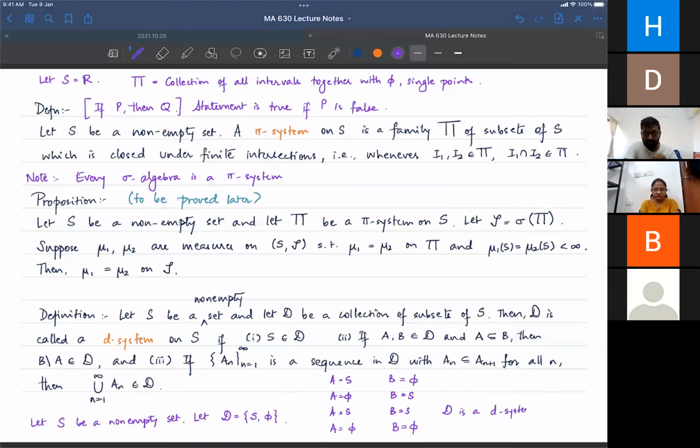Is it a sigma algebra? Yes, it is. The simplest sigma algebra always has the empty set and everything, nothing and everything. That's always a sigma algebra. It is the smallest sigma algebra on the set S. And you know that every sigma algebra is a pi system, so this is also a pi system.